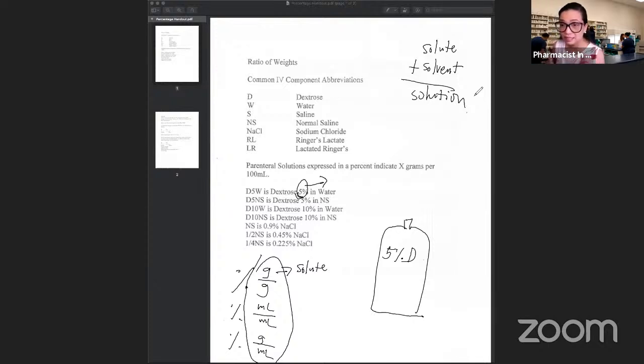Solute is the substance to be dissolved. In this case, is it dextrose or is it the water? It's the dextrose, correct? That's the sugar. The solvent is the dissolving medium, the substance dissolving the solute. Can you follow? So which one is this in this IV bag? Kevin?